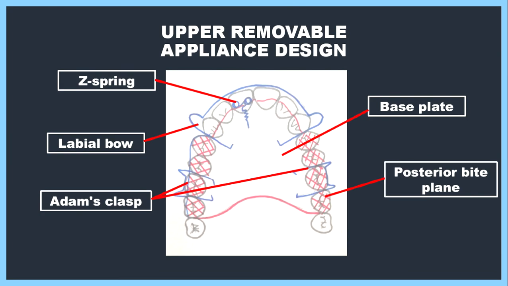So this is the design of upper removable appliance that I propose. It consists of Z spring, labial bow, Adam clasp on 16 and 26. Forgot to mention Z spring on 11, labial bow from 13 to 23, Adam clasp on 16 to 26, and posterior bite plane on the posterior teeth for the management of overbite, and base plate.